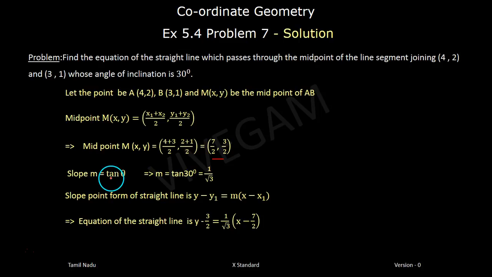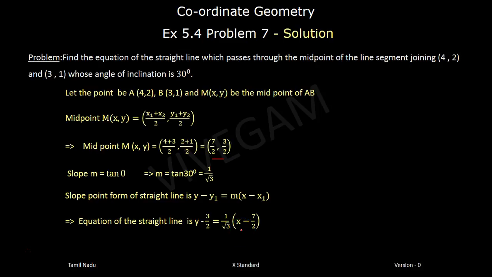Slope is given by m equal to tan theta and theta is 30 degrees. So m equal to tan 30, that is equal to 1 by root 3. So now using the slope point form, y minus y1 equal to m into x minus x1, where m is 1 by root 3 and (x1, y1) is (7 by 2, 3 by 2). Substitute those values, you'll get y minus y1, that is 3 by 2, equal to m, 1 by root 3, into x minus x1, that is 7 by 2.